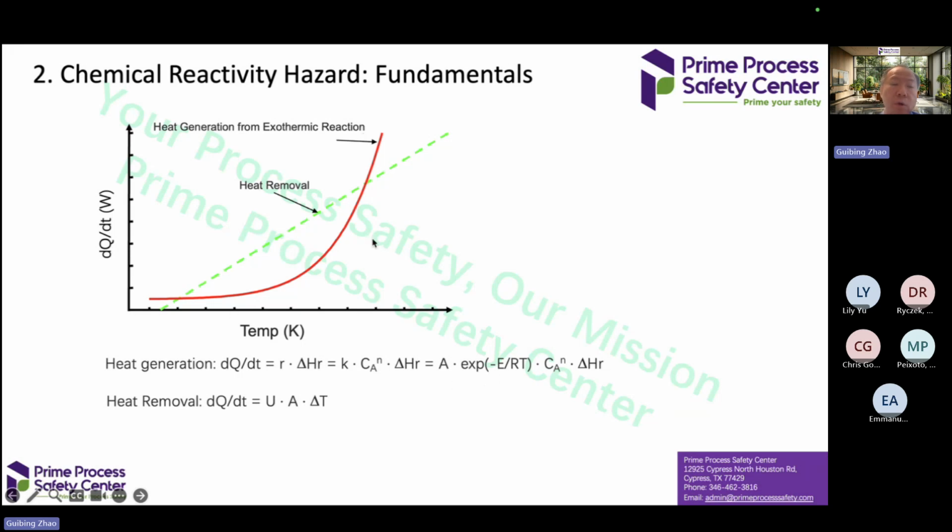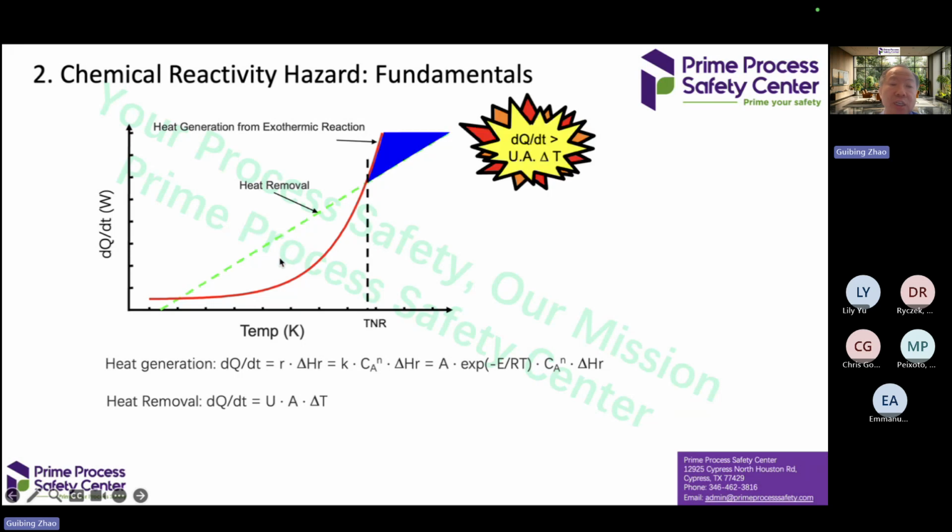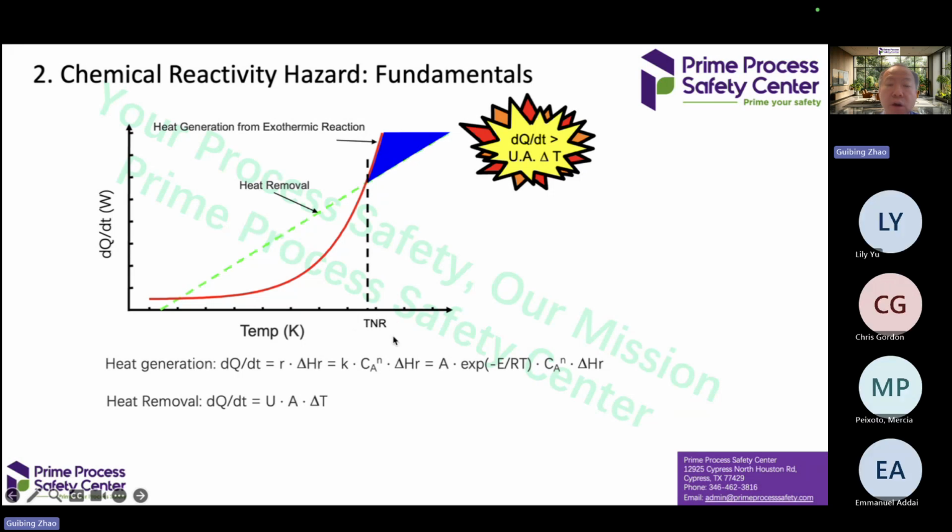However, from the heat removal point of view, it increases linearly with temperature. This is the heat removal curve. If your temperature control keeps you below the curve here, a runaway reaction will not occur. But if the temperature goes higher than this point, a runaway reaction will occur. We usually call this the temperature of no return. So this is typically how a runaway reaction happens.